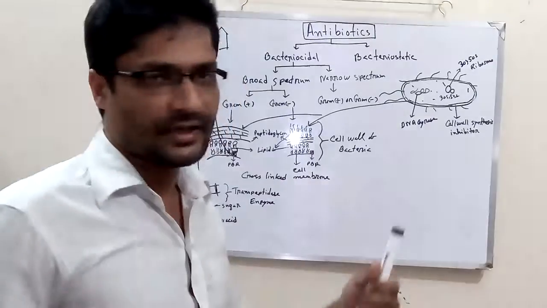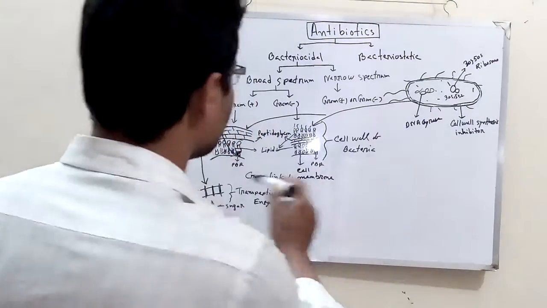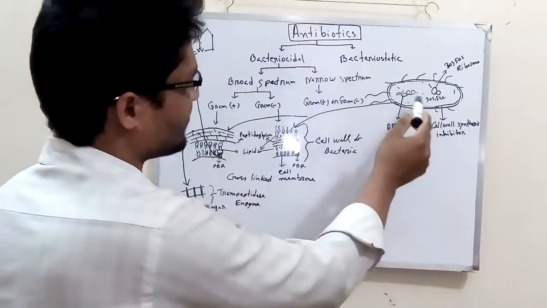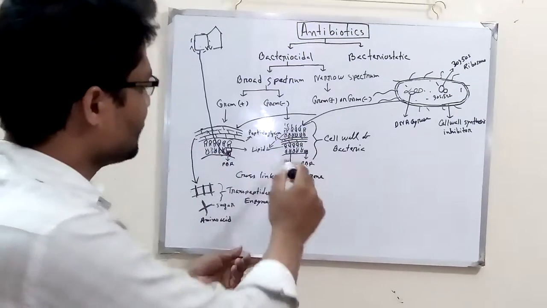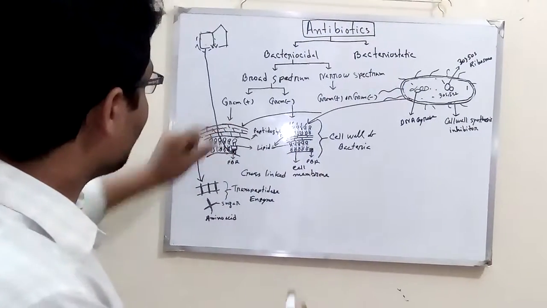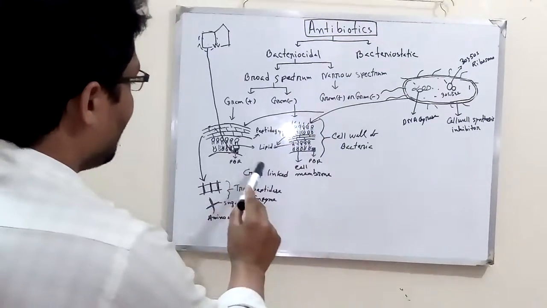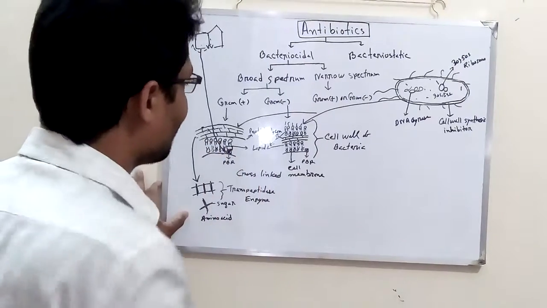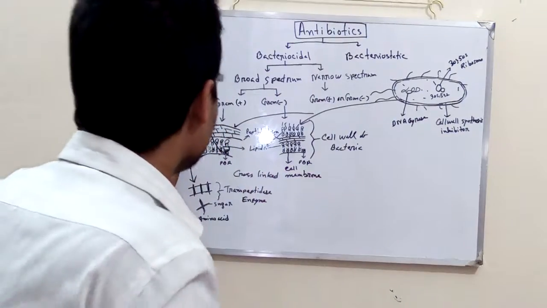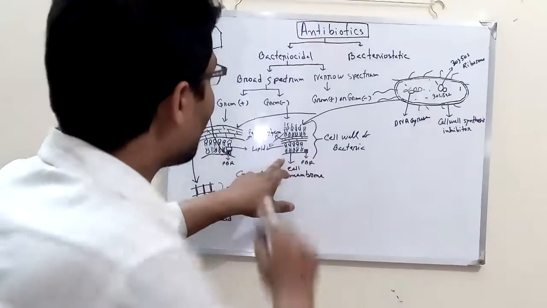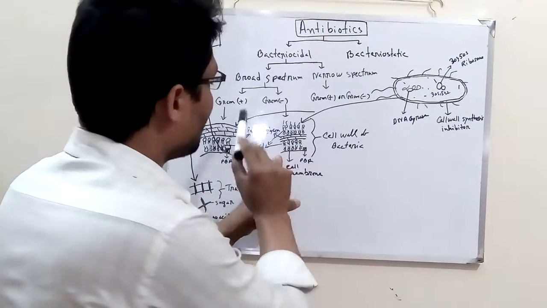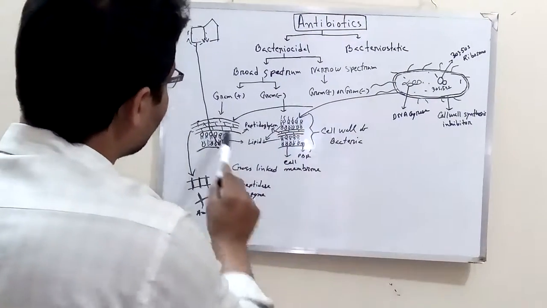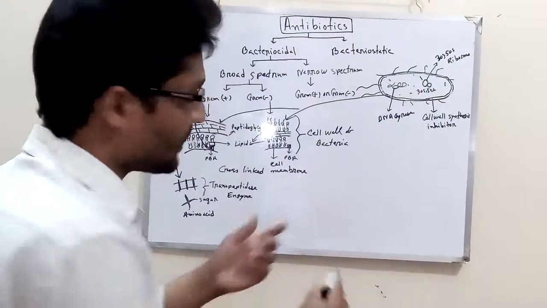This is the cell wall of the bacteria. If I zoom in on the cell wall of the bacteria, it looks like this. This is the peptidoglycan, and this is lipid, and this is the cell membrane. In gram-negative bacteria, there are two lipid membranes and only a thin peptidoglycan layer, but in gram-positive bacteria, the peptidoglycan is thick.